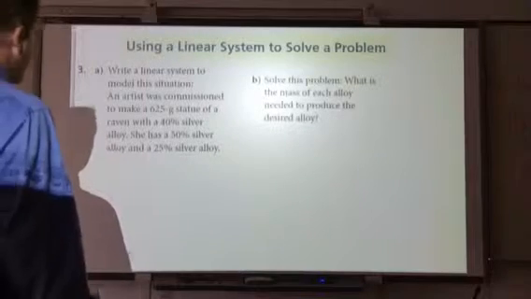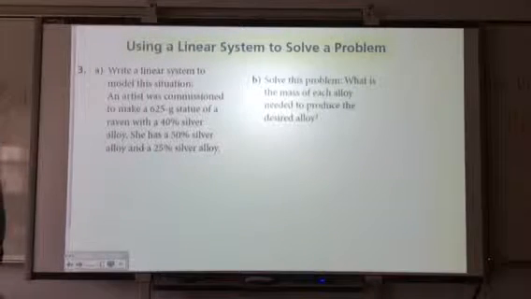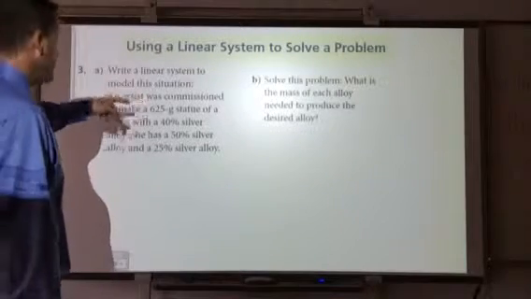And here we go, everybody's favorite part. Elimination in a word problem. Everything ends with a word problem. So we have to write a linear system to model this situation.